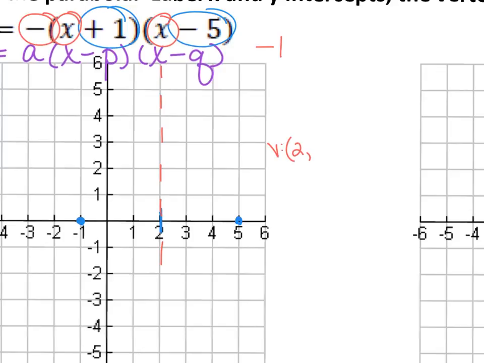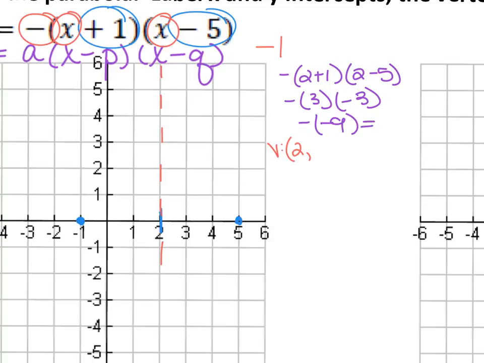So I'm going to get a negative on the outside. I'll have a negative, and then 2 plus 1 times 2 minus 5. And then let's just simplify. 2 plus 1 is 3, and then 2 minus 5 is negative 3. So negative 3 times 3 is a negative 9. So I have negative 9, and I have a negative on the outside, and two negatives make a positive. So my y value on my vertex is 9.